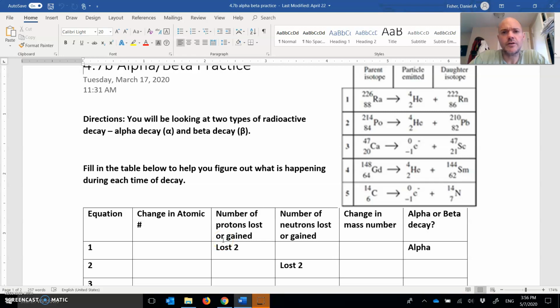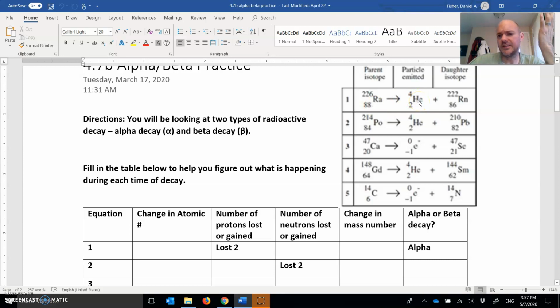Okay, last part of the alpha and beta decay lab. It's just the practice paper. So first off, this first table is a little bit confusing because you need to look at this table up here and talk about it in this table down here. In this table up here, we have a parent isotope, the particle emitted, and the daughter isotope. The parent isotope in this case is radium-226, the particle emitted is helium-4, and the daughter isotope is radon-222.